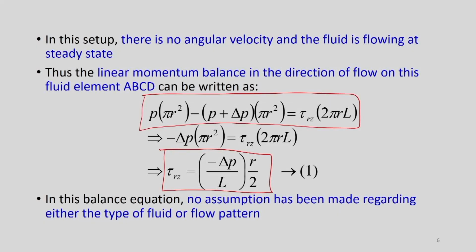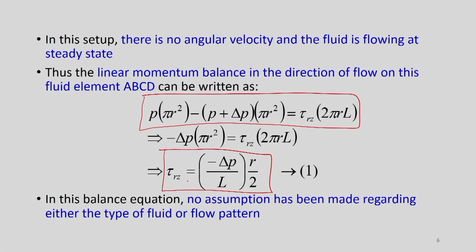So, what we understand here is that till now we have not imposed any kind of assumptions, like whether it is laminar flow or turbulent flow, or made any assumptions on the nature of the flow or the nature of the fluid. So, this expression given here for tau r z is valid for all fluids, irrespective of the nature of the fluid, and we can use this expression.